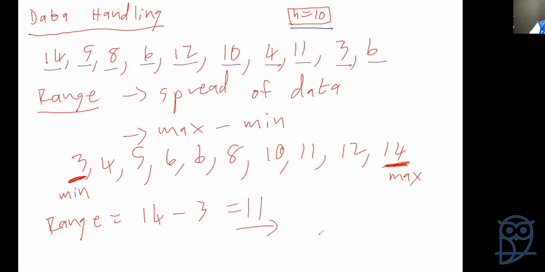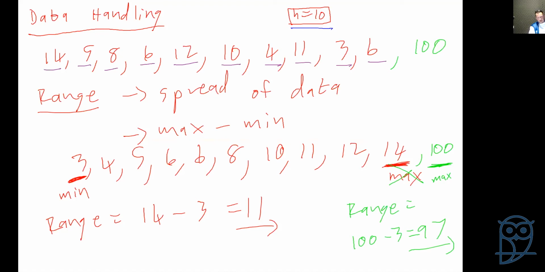What about if I include extreme values into this? What about if I add on 100? Well, if I add on 100, this is no longer the max. This is now the max. And therefore, my range will be 100 minus 3, which is 97. Far bigger range, which means highly influenced by extreme values.